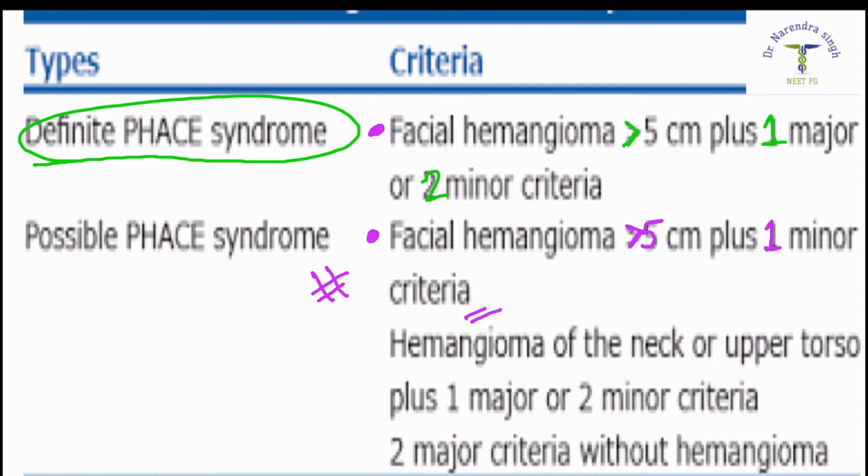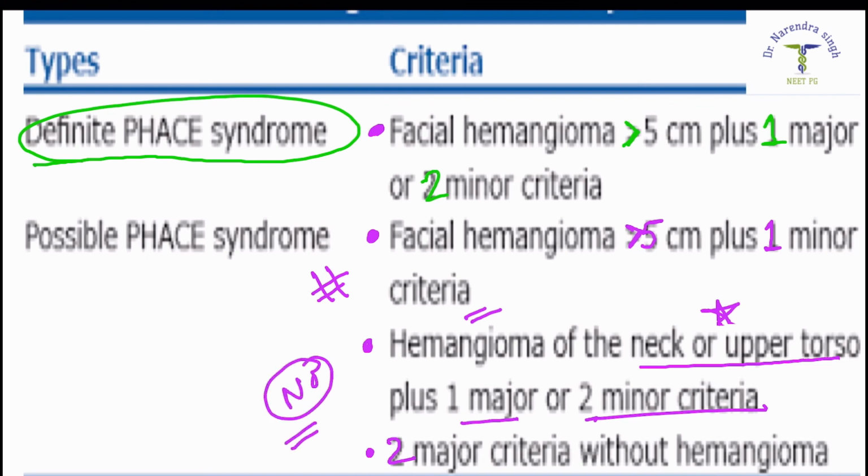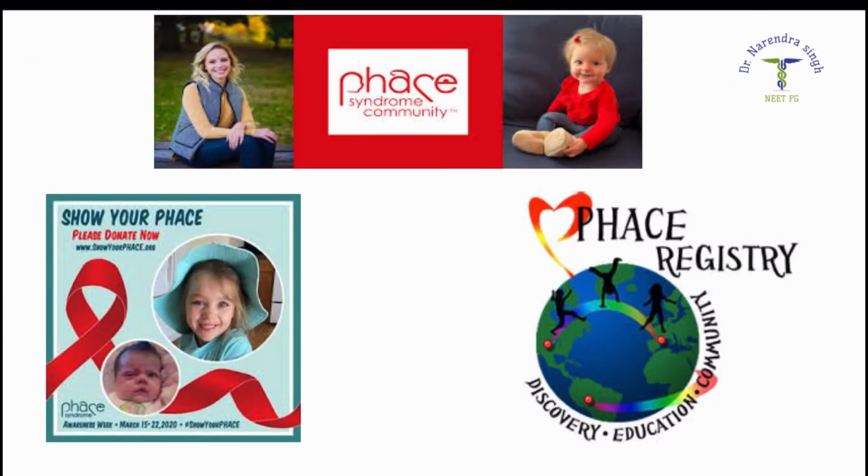Next, if there is no facial hemangioma but there is hemangioma of the neck or upper torso plus 1 major or 2 minor criteria. Or the last one, if there are 2 major criteria but no hemangioma, in that case also Phace syndrome should be suspected.